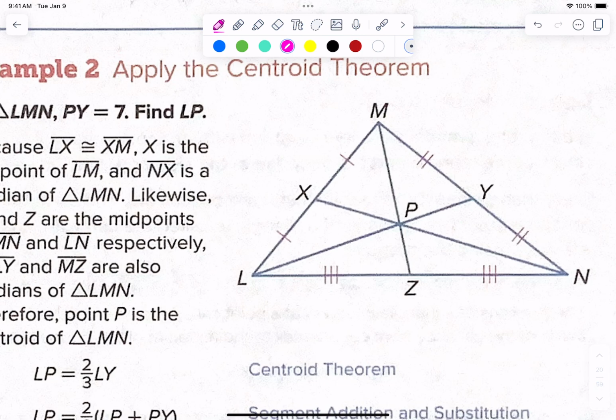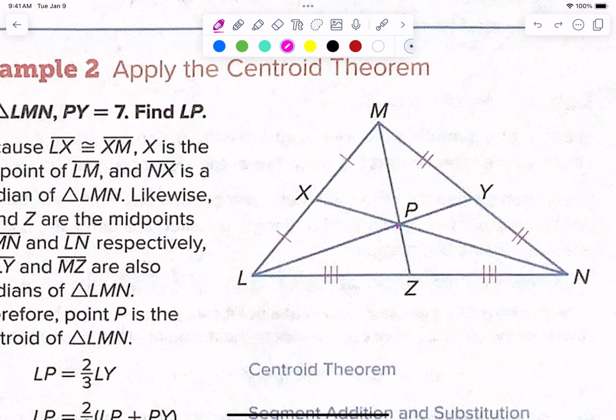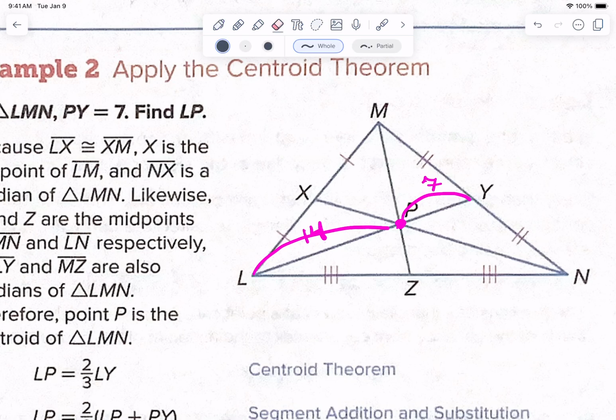This is a centroid again. You can see because each side is split in half, right? So that tells me that this guy is the centroid. And PY, this little bit right here is 7. They want us to find LP. 14. Now be careful that sometimes they will ask you for the whole thing, right? They're asking for 14, but if they ask for the whole thing, that's 21. So be careful what they're asking for.